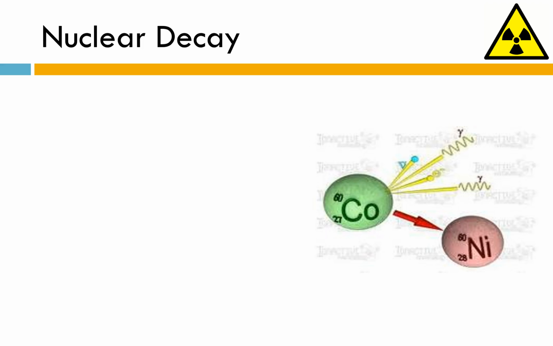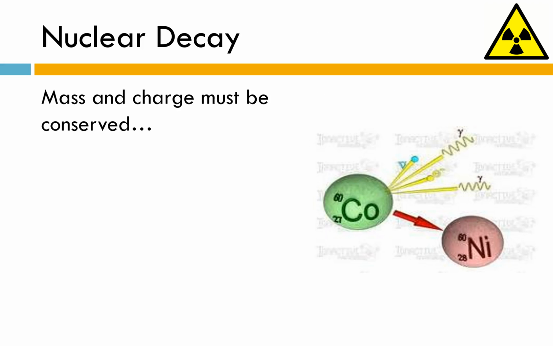All right, when nuclear decay occurs, we have to conserve mass and charge. So if we think back to balancing regular chemical equations, we had to make sure that we had the same number of atoms of each element on both sides of the equation. In other words, we're always conserving mass. It's not fair to create or destroy matter.